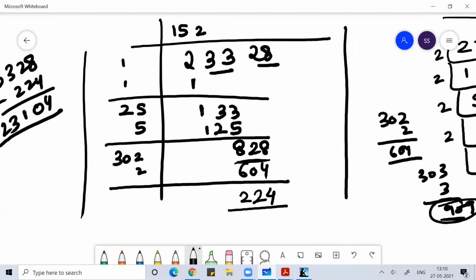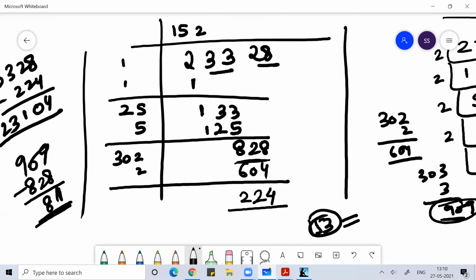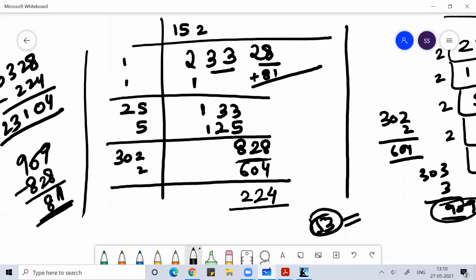So what should you add? 909 minus 828 is 81. You should add 81. If you add 81 to this number, it becomes a perfect square of 153. Then the number becomes 23409, and it is a square of 153, a perfect square.